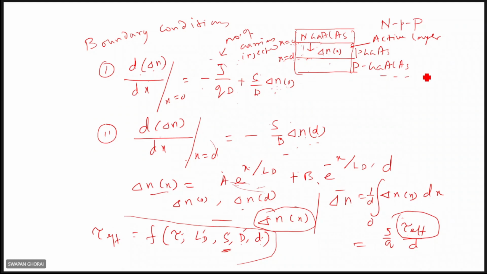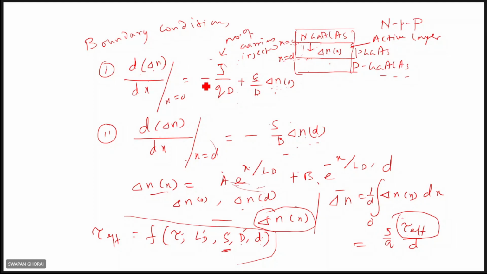So in such three layers, this is the D. This is the thickness of the active layer, small d. Now, the first boundary condition is d delta n upon dx, the variation of excess carriers at x equal to 0. At x equal to 0, you see it here. That will be minus j by qd plus s by d delta n into 0.